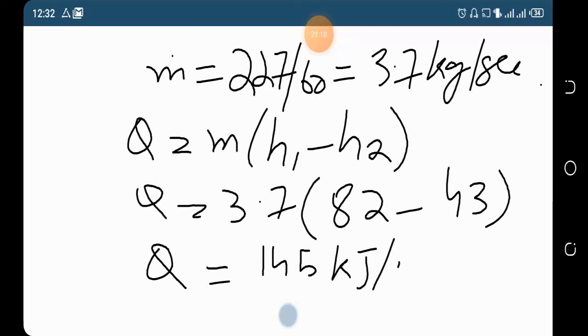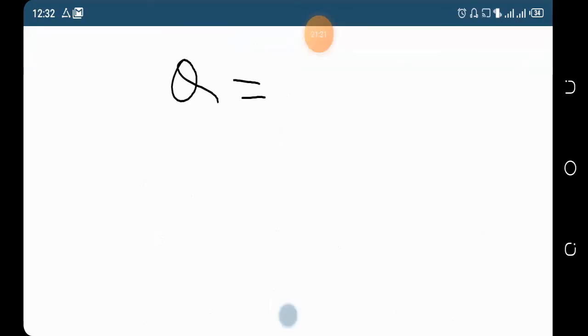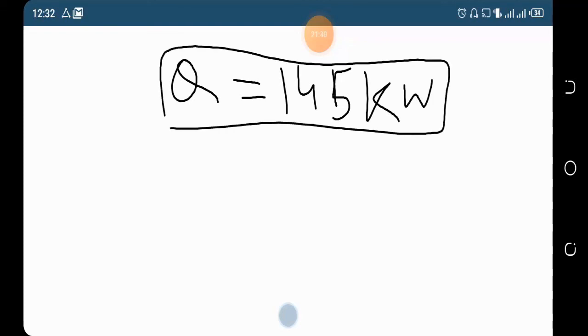per second, and you know that joules per second is watt, so it is similar. We just get a similar value of Q, 145 kilojoules per second, which means kilowatt. Simple. You get the cooling capacity of a cooling coil, so it is 145.